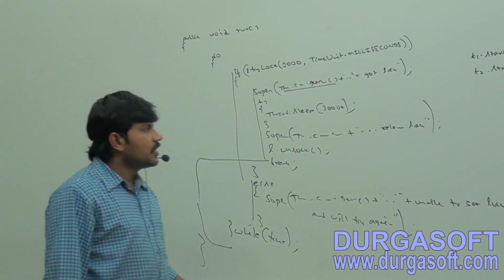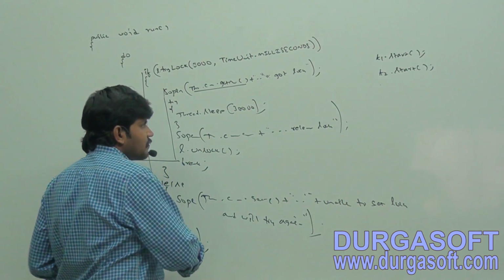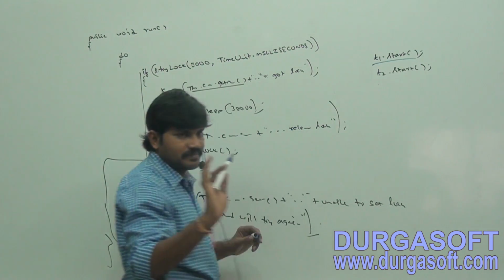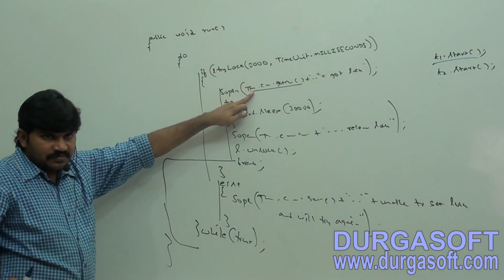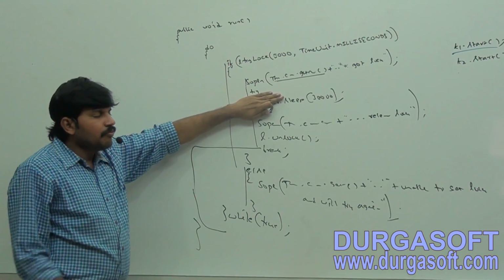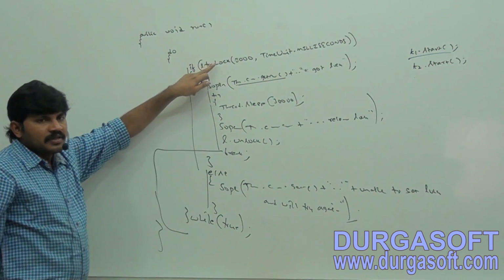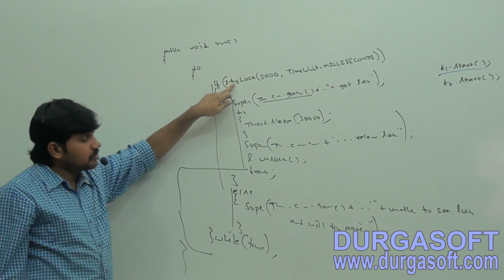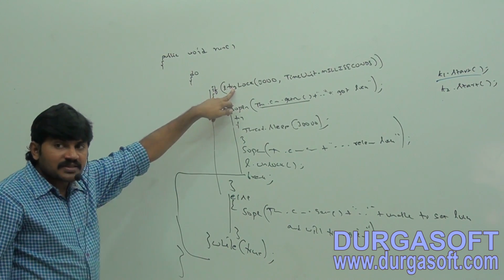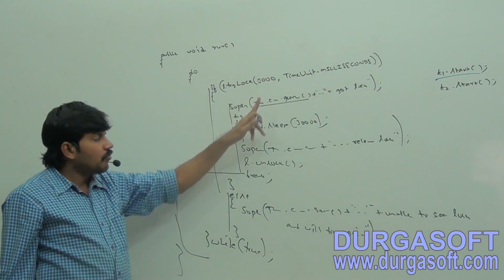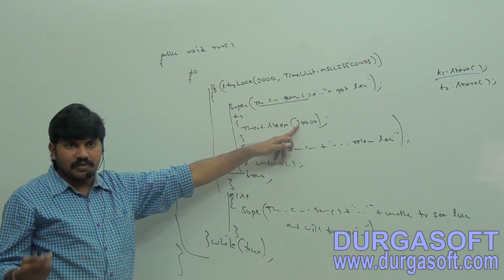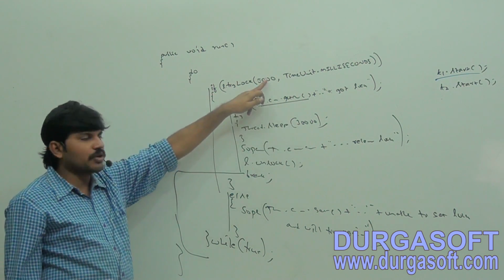Now t1.start, t2.start. Assume the first thread came, got the lock and then sleeps. Meanwhile the second thread came and tries to get the lock, but it is not available. Then at most how much time can my second thread wait? 5 seconds. But the first thread is sleeping 30,000 milliseconds, which is 30 seconds, so you won't get the lock.